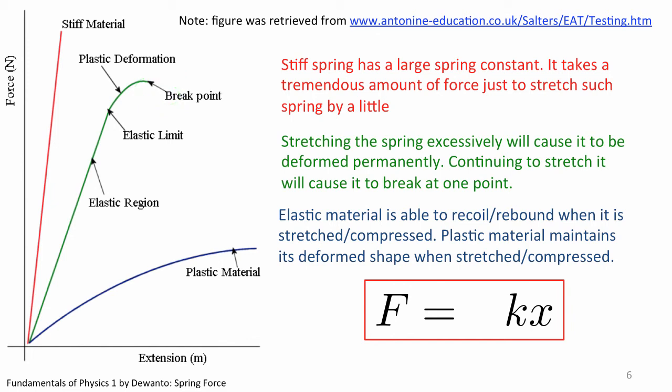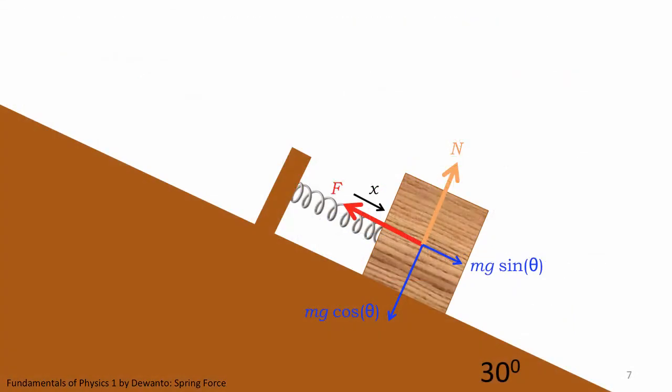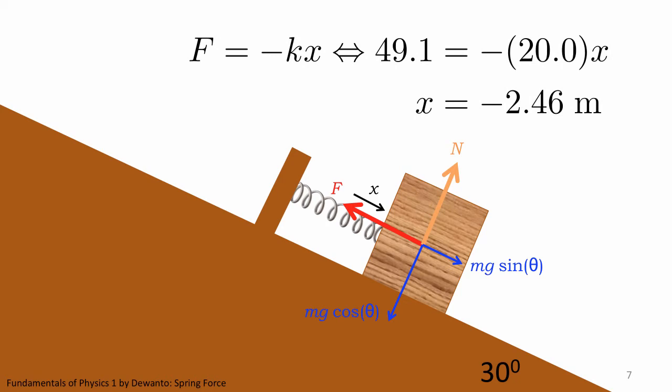So let's get back to our problem. Now that we know the equation that relates spring force to the extension of the spring, we can equate this equation to the force applied on the crate we computed earlier. The spring will have to extend itself by 2.46 meters to hold the crate still. This concludes our problem.